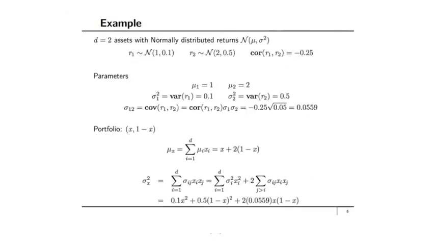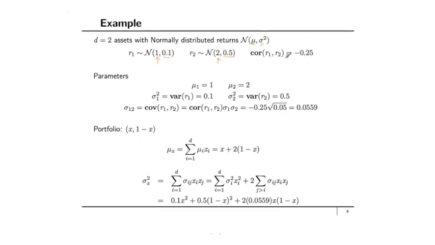Here's just a simple example to try to work you through it. So I have two assets with normally distributed returns with mean mu and variance sigma squared. R1 is one asset. It has a mean 1, and it has a variance 0.1. R2 is another asset. It has a mean 2 and has a variance 0.5. The correlation between these two assets is negative 0.25.